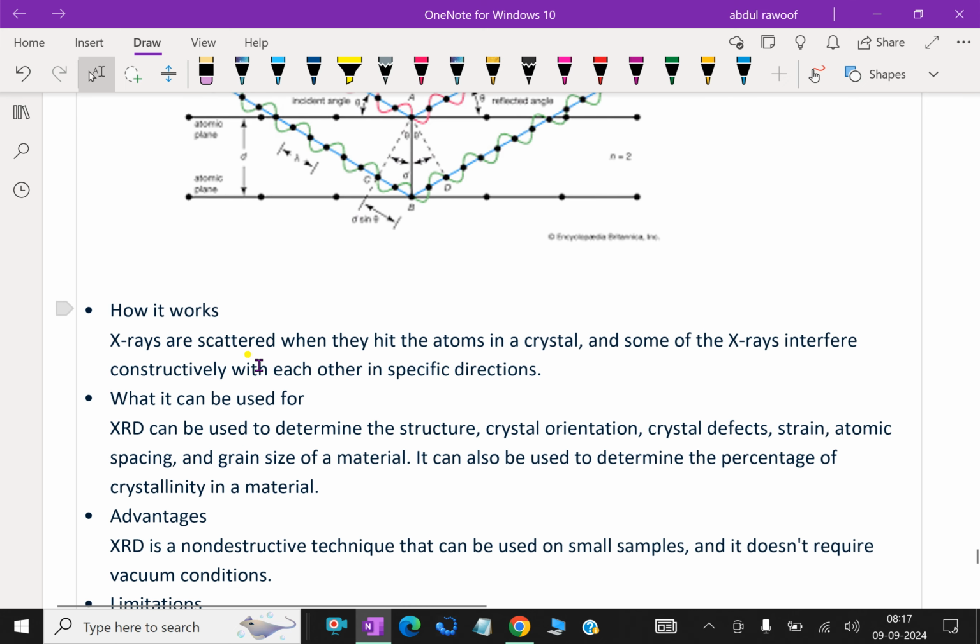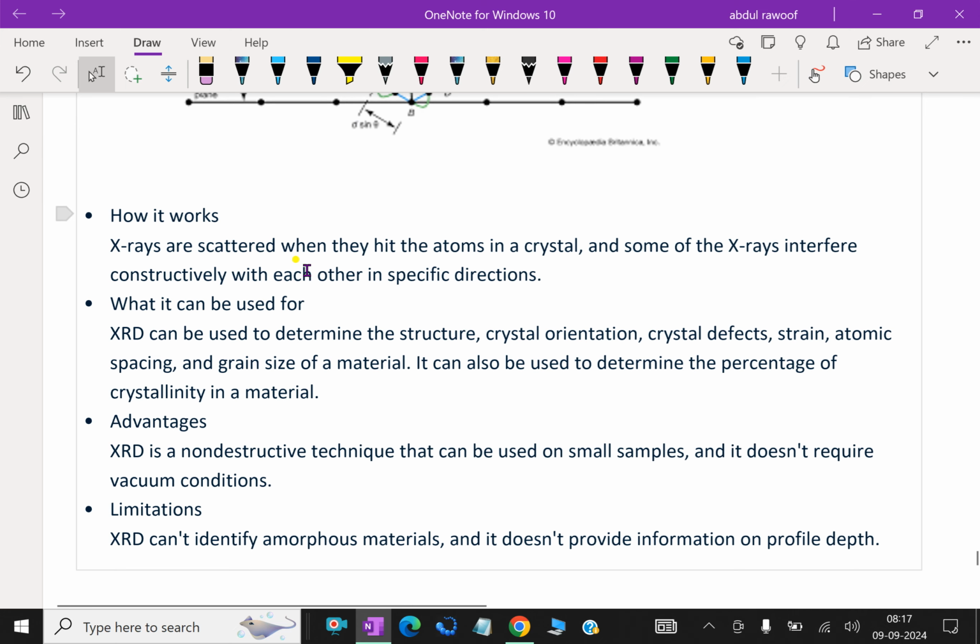Diffraction gratings of X-ray, how it works. X-rays are scattered when they hit the atoms in a crystal, and some of the X-rays interfere constructively with each other in specific directions. What can it be used for? XRD can be used to determine the structure, crystal orientation, crystal defects, strain, atomic spacing, and grain size of the material. It can also be used to determine the percentage of crystallinity in a material.